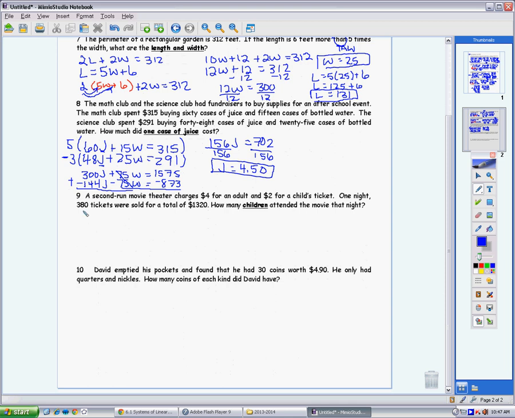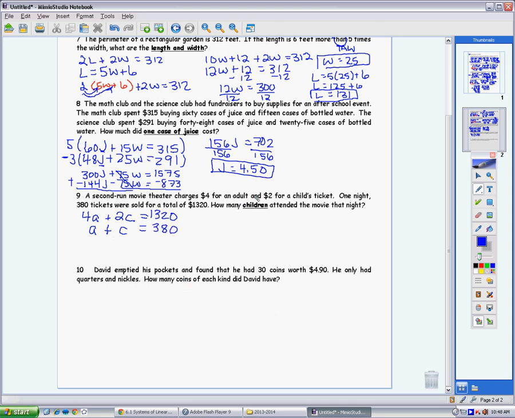Okay, number 9, a second-run movie theater charges $4 for an adult and $2 for a child. One night, 380 tickets were sold for a total of $1,320. How many children attended the movie that night? Whenever you have money here, you want to keep the money parts together. So that means $4 for an adult and $2 for a child. And they made $1,320. Now, about the 380 tickets, well, what type of tickets did they sell? Well, they sold adult tickets and they sold children tickets, and those tickets added together were 380.